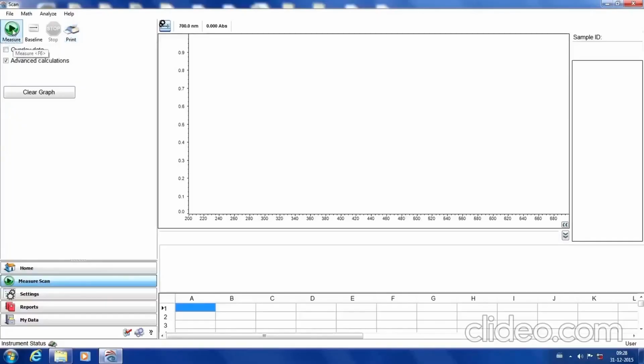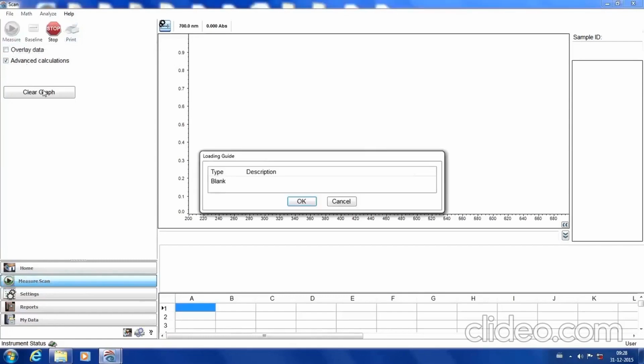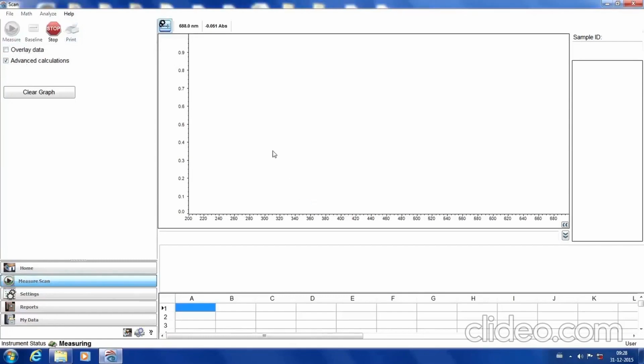Here we will click on measure to find out the baseline, and this sample is a blank sample, so we can name it as blank. And now it is taking the baseline. Nothing is visible because it is just a blank sample, so it will not show any line.